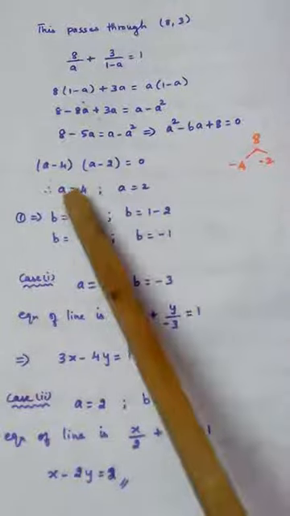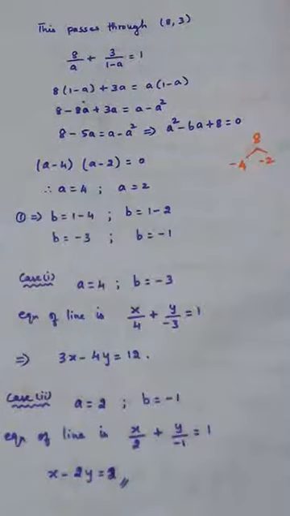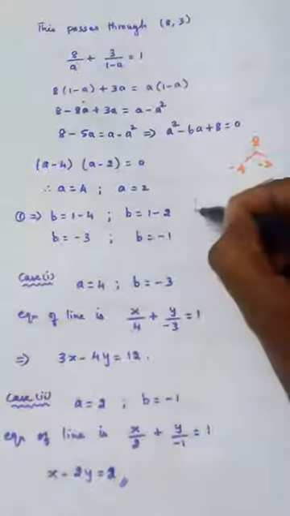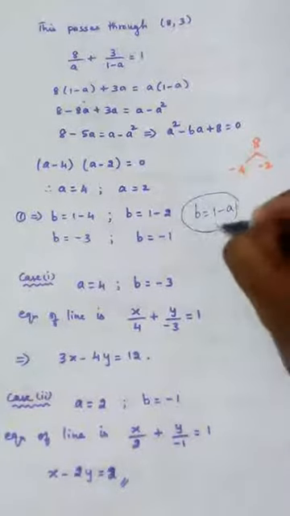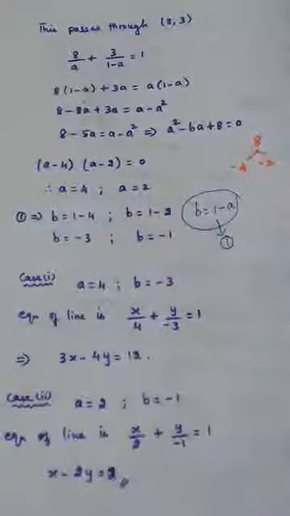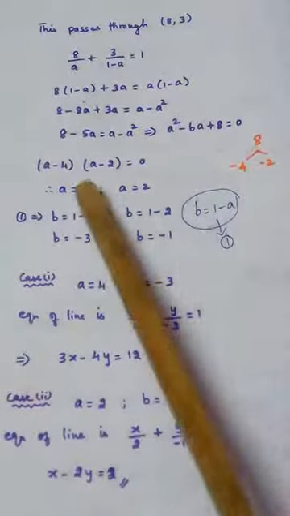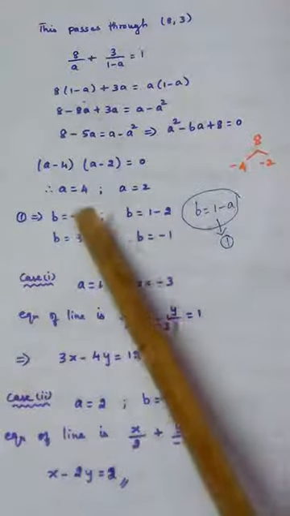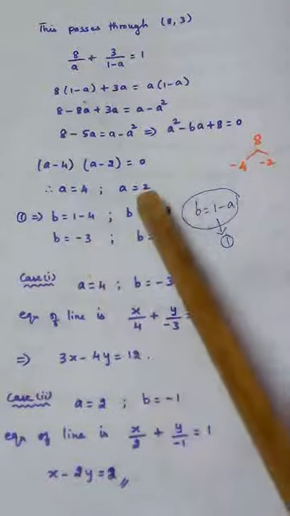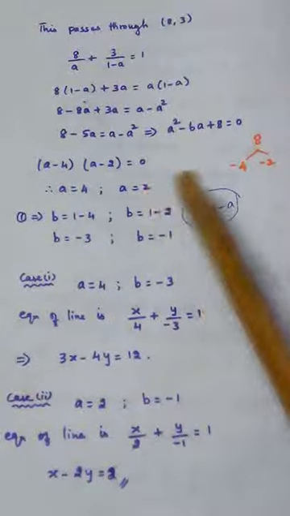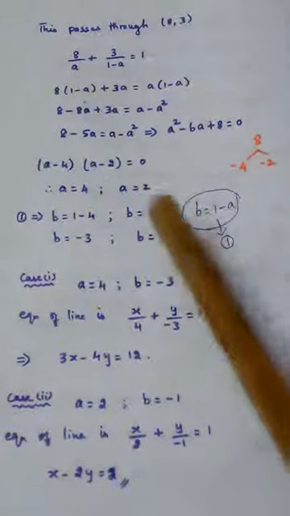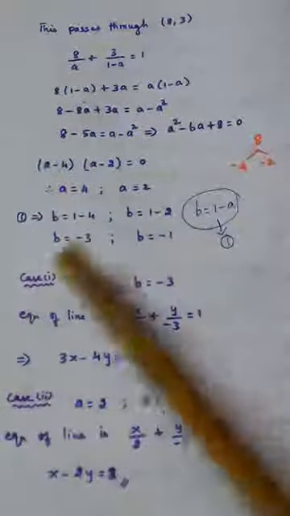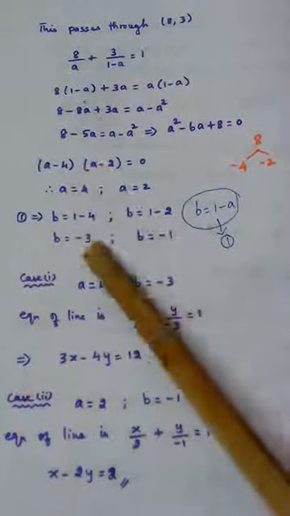So immediately I am going to substitute this in the equation that I am having. What is the first equation? B is equal to 1 minus a. This is called first equation. In this first equation, put a as 4. What happens? B is 1 minus 4, minus 3. Another value for a is 2. Put 2 here. 1 minus 2 becomes minus 1. So we got two set of values. So case 1. A is 4, B is minus 3.